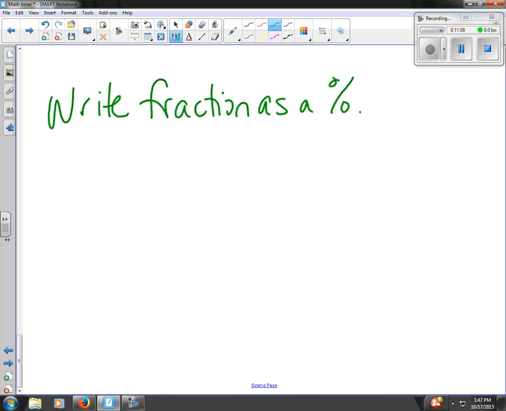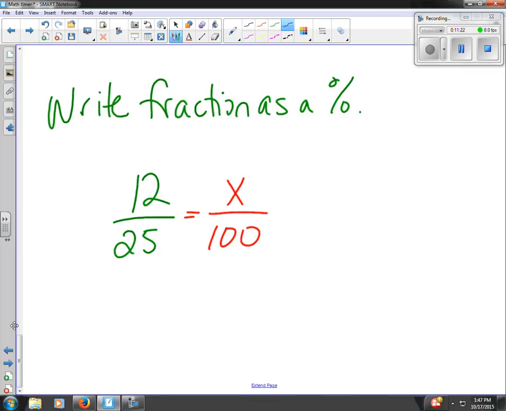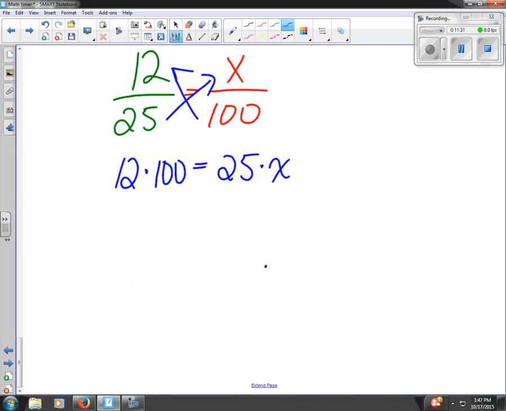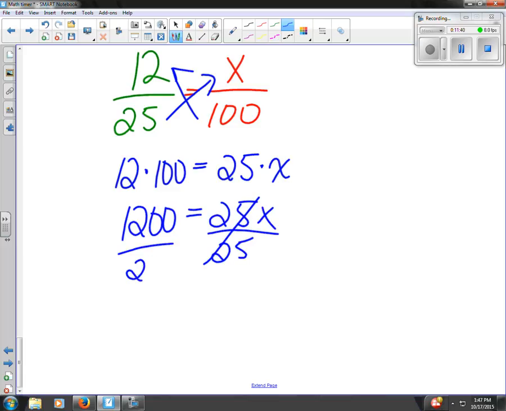So my fraction here, 12 over 25. This one's an easy one because you have to make it over 100, and you can see what you would do to the 25. But let's do that proportion thing. So you cross multiply, so you get 12 times 100 equals 25 times x. Yes, you have to write that line, you know you do. And you get 1200 equals 25x. Divide by 25. Divide by 25. And x equals what? 48%.